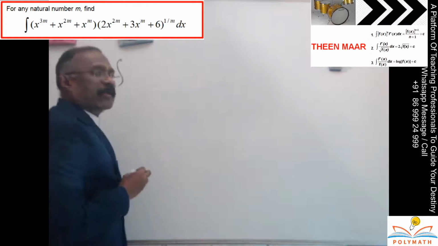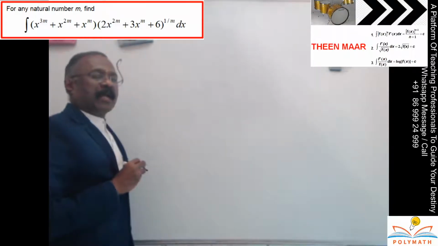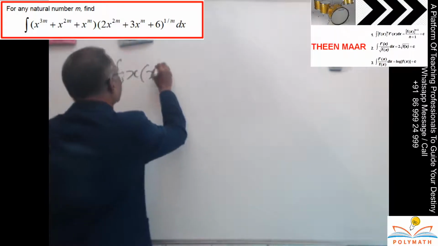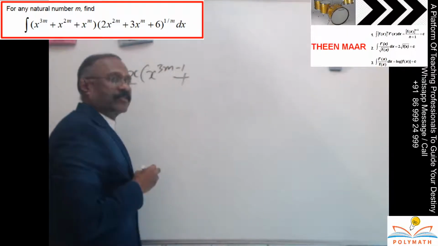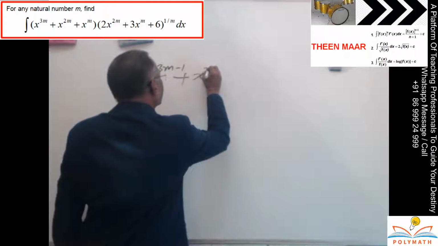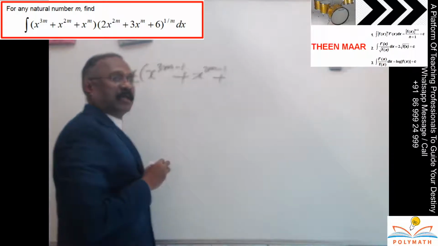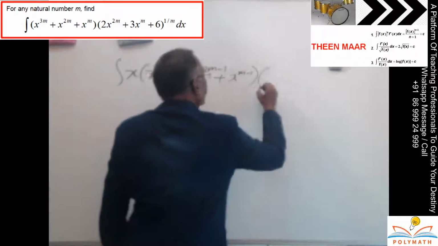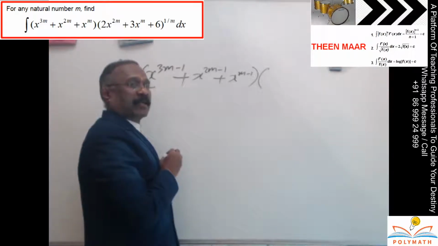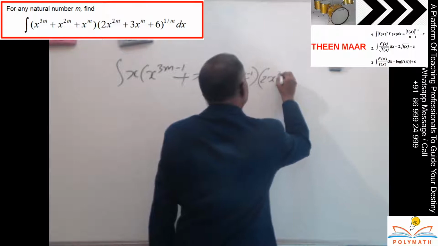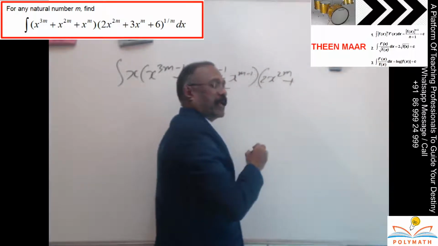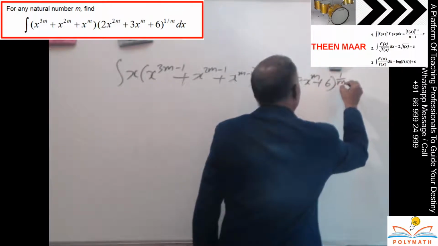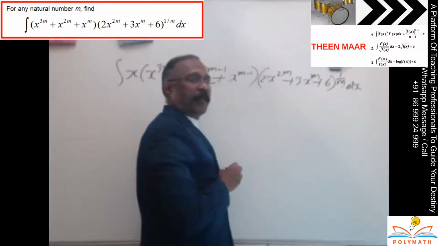This is the integral of. In the first part, I'm taking x common, x into x power 3m minus 1 plus, second term, x power 2m minus 1, and third term, x power m minus 1, into the second bracket, 2 into x power 2m plus 3x power m plus 6, whole power 1 by m. Just see that, whole power 1 by m is there.